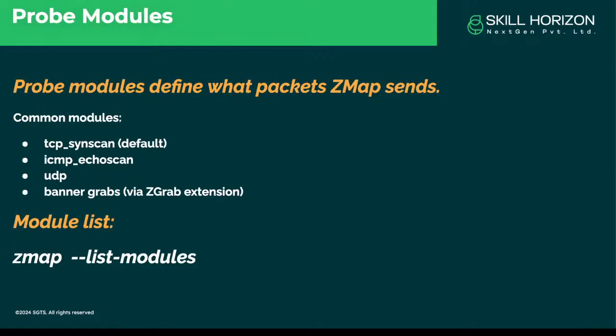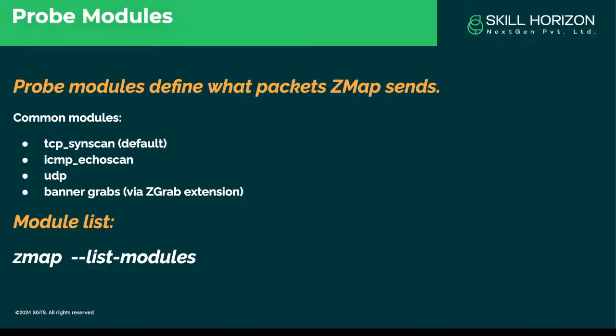Now the probe modules. Zmap also comes with a functionality called probe modules. Probe modules basically decide or define what packets Zmap sends. By default it sends TCP SYN packets, but if you want to change the packets, then you can use Zmap probe modules. Common modules available in Zmap are TCP SYN scan, which is the default, ICMP echo scan, UDP, or banner grabs. Banner grabs you can use via the zgrab extension, but the others, UDP or ICMP echo scan, you can use directly.